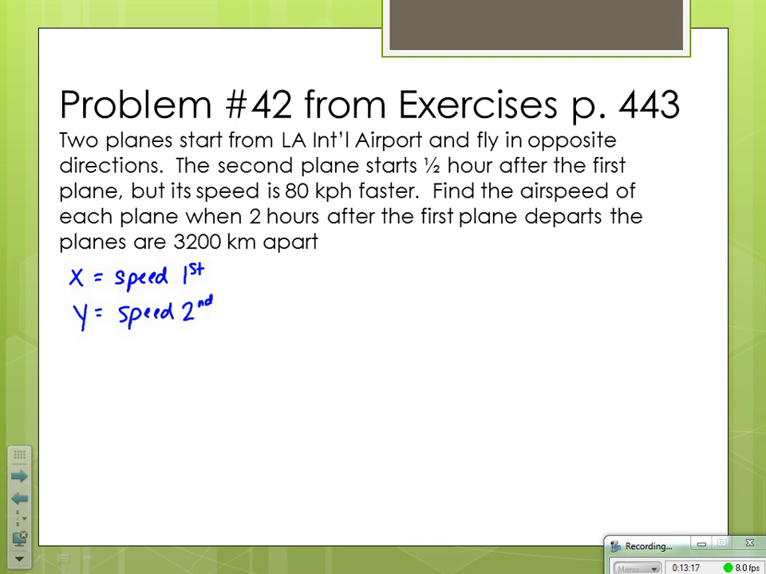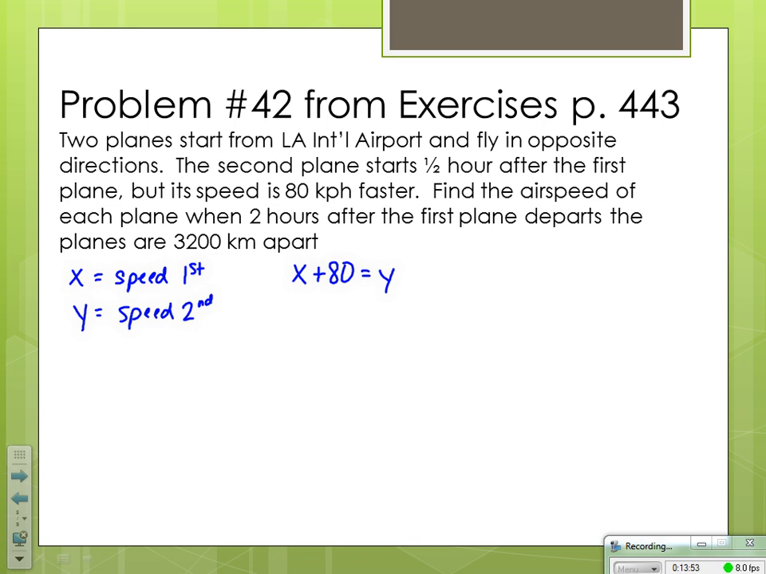Now they do give us a little bit of a hint as to the speeds. It says the second plane starts a half hour after the first, but its speed is 80 kilometers faster. So let's create an equation with that information. We've got speeds of x and y, but that second plane is 80 kilometers faster. So how could we create an equation? Well, take the first guy and give him 80 kilometers per hour more, and it should set his speed the same as the second guy. Okay, does everybody see where I came up with that equation?